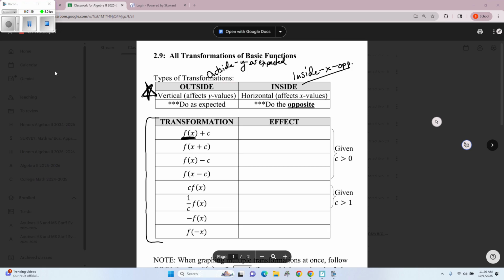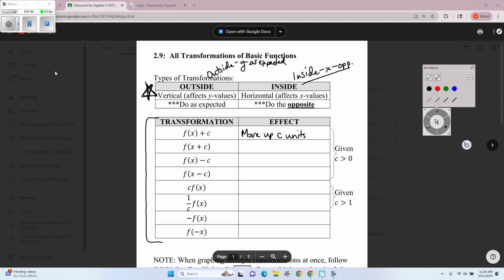If you take a function and you add c to it, that c is outside of the function. So we would say this is in our first column up here, outside y values, so it's going to move us up and down as expected. So what would I imagine f of x plus c is going to do? It's going to move up c units. Now, friends, if you're like, oh, what's c? Change it. If you don't want it to be c, change this to be a 2, for example. Then what would f of x plus 2 do? It would move it up 2 units. You can do this however makes sense to you. I'm just using c because that's a general term.